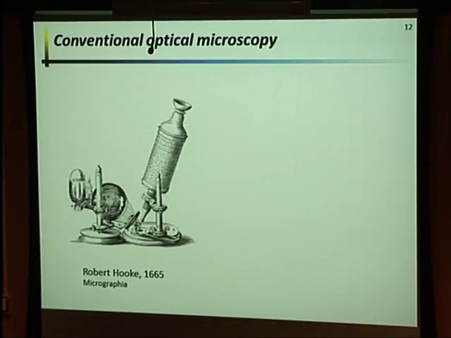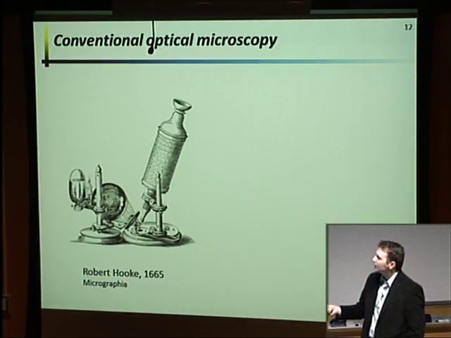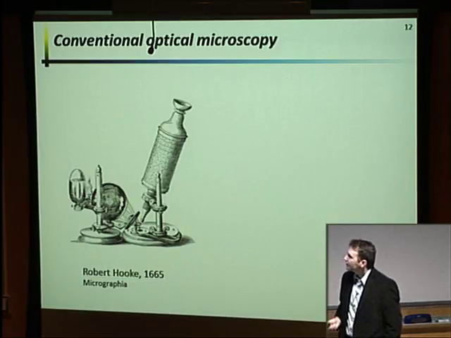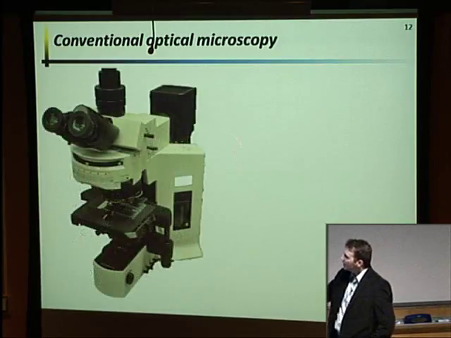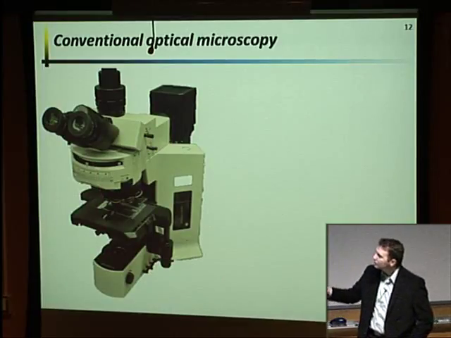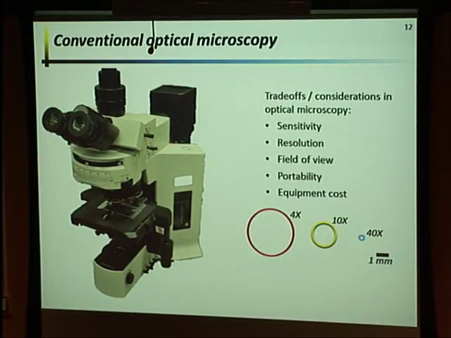So this is our imaging approach. Before I get into that, I'm going to contrast it with conventional optical microscopy. This is one of the earliest microscopes, from Robert Hooke. If you compare this type of microscope to a modern-day microscope, you'll notice that there are many of the same components. You still have a light source, a condenser lens, your sample, an objective, and an eyepiece. And because of the fundamental way in which these microscopes are built and designed, you end up with a number of trade-offs. These trade-offs include sensitivity, resolution, field of view, portability, and equipment cost.